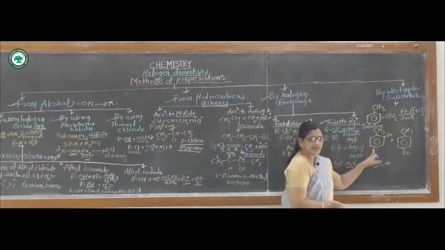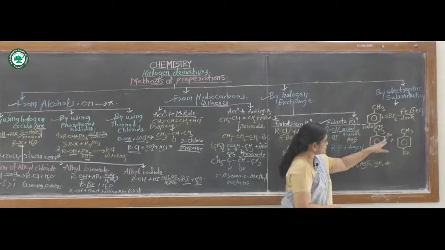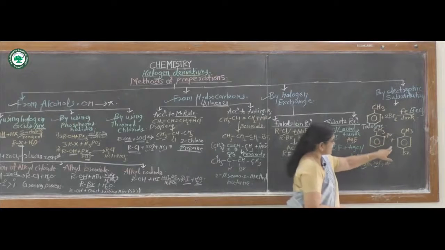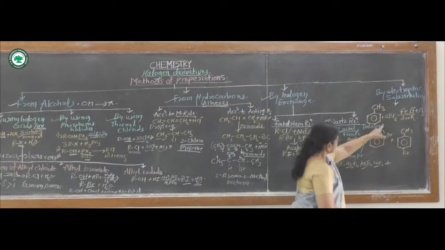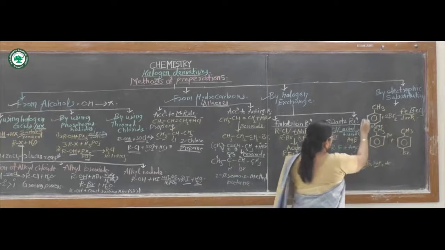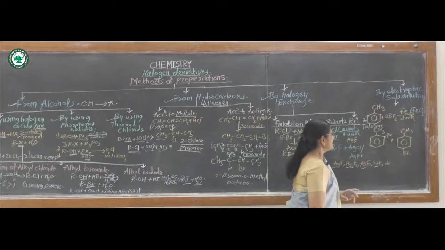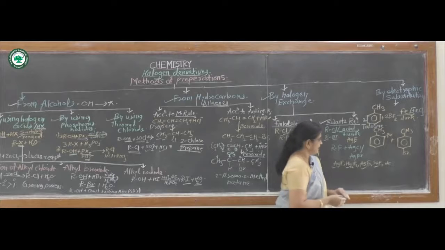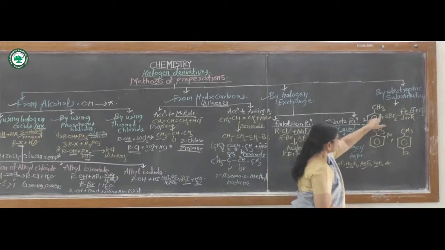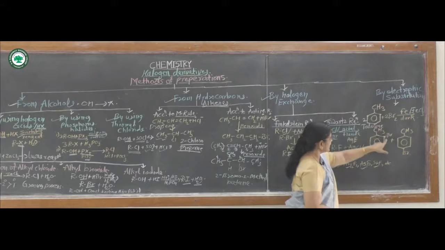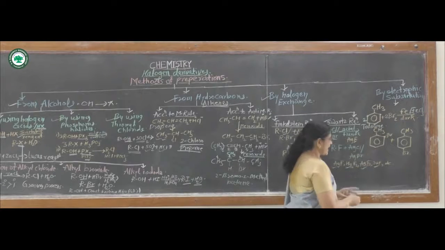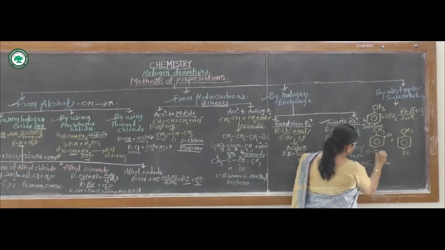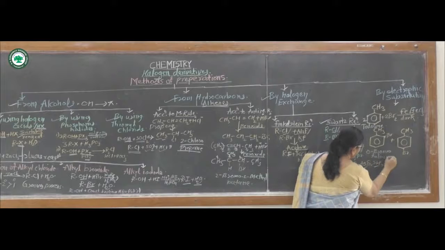Then it gives two products: the first one by substitution at the ortho position and the second one by substitution at the para position. It requires two molecules of bromine, and for balancing this reaction, it also requires two molecules of toluene. Suppose at the ortho position, a hydrogen atom gets replaced by bromine, then it gives the product called ortho-bromotoluene.